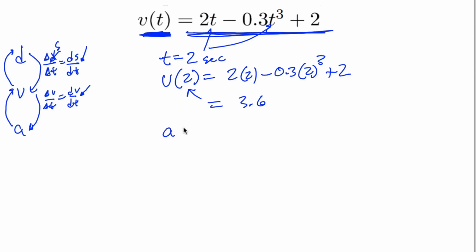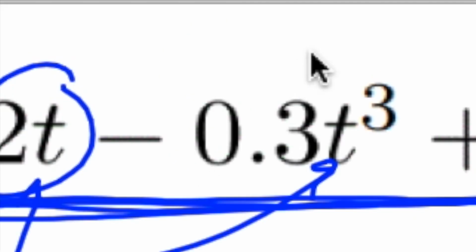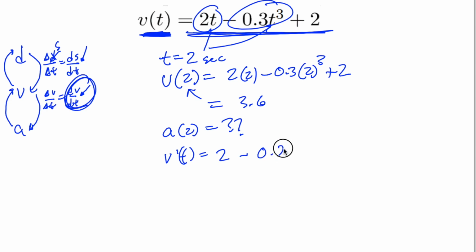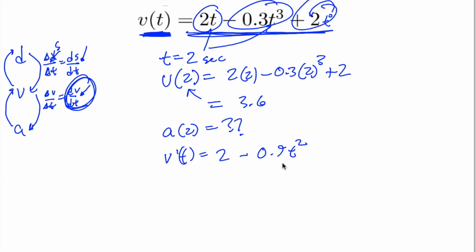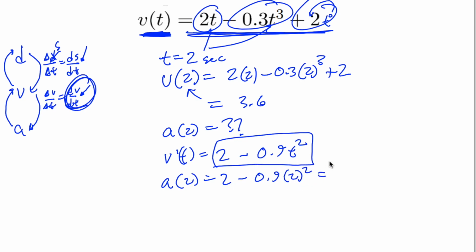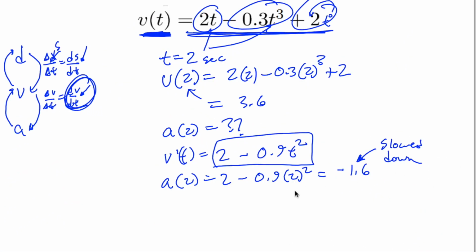Well, what about the acceleration? What's the acceleration when time is 2? What I need to do is find the derivative. What's the derivative of velocity here? Okay, power rule. That's just going to be 2, minus 0.9 t squared. Power rule. Wait, this is t to the 0, so I put a 0 there. Now it's 0, so I can leave that. So this is my derivative. Now I can find the acceleration at 2. So 2 minus 0.9 times 2 squared. And that's going to give me negative 1.6. Negative acceleration. What that means is we slowed down when t is 2.